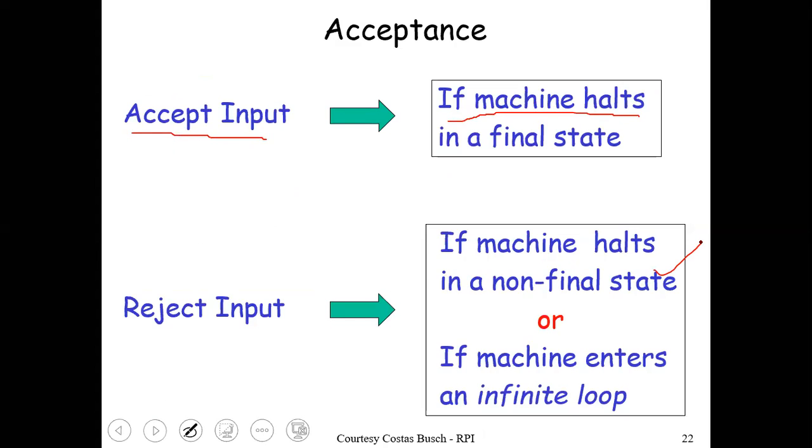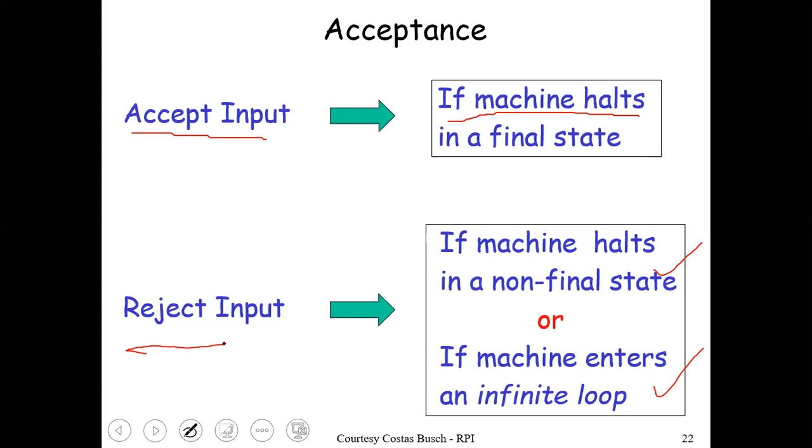And number two, if the machine gets stuck in an infinite loop, then this is also called rejection. This is not acceptance. This is called rejection. Here you can conclude the point.